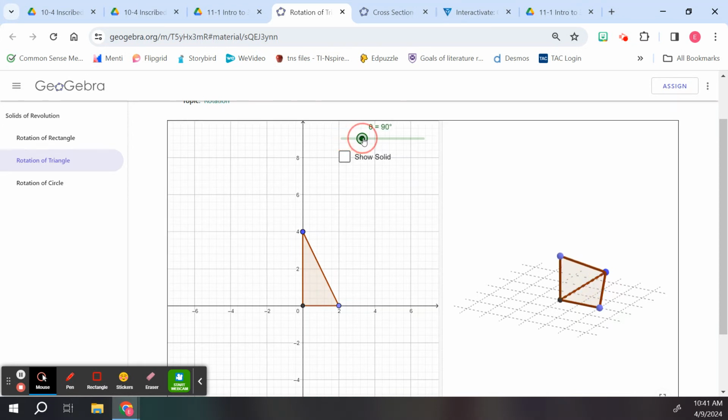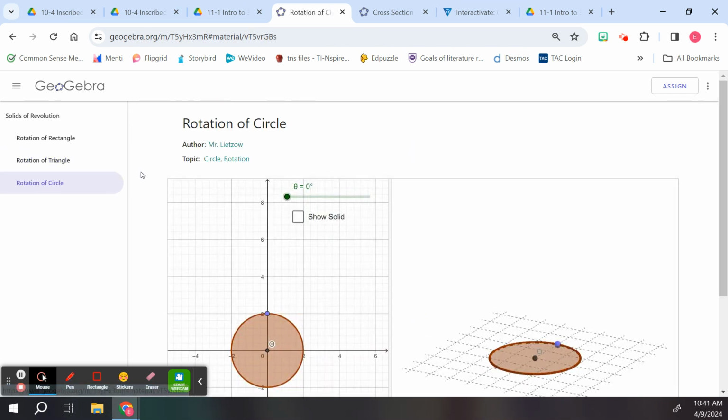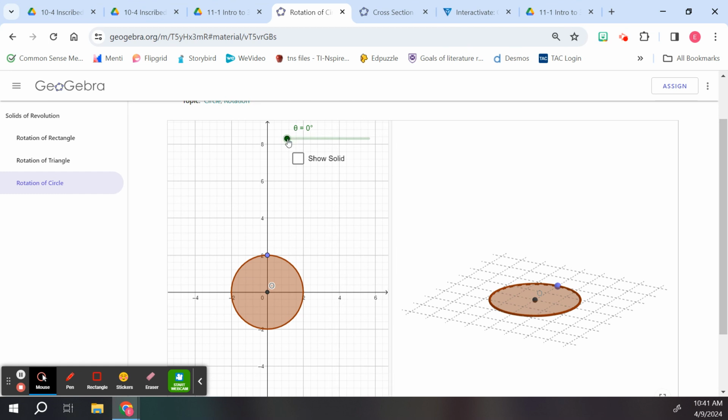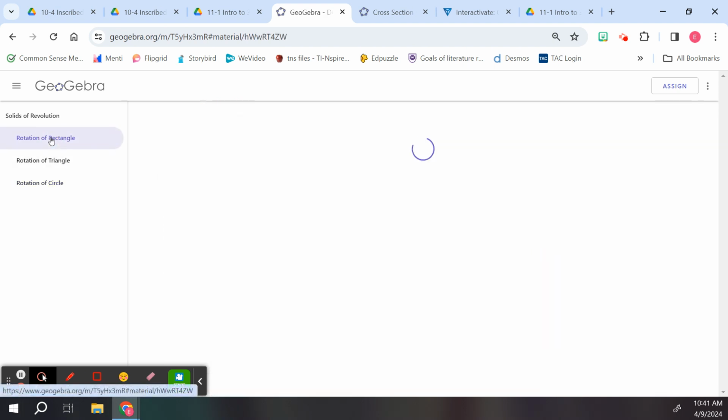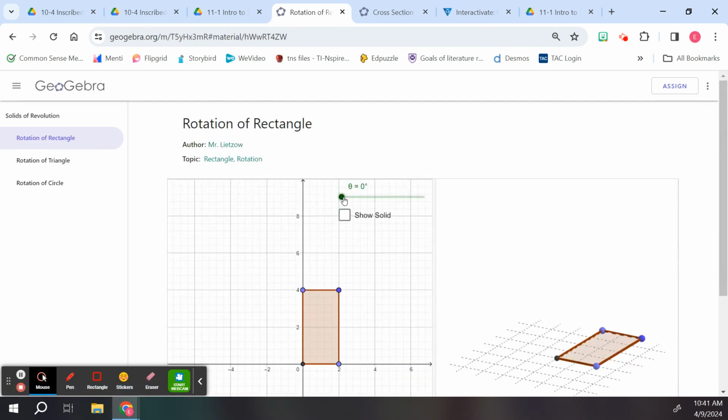So if I rotate this, we see it going around and around. So we're going to show the solid now. This is how it looks. If I got rid of this, see, it just keeps going and going. Let's see the rotation of a circle. If I rotated a circle, you see how this keeps going around? That's going to give us a sphere. And the rotation of a rectangle should give us a cylinder.